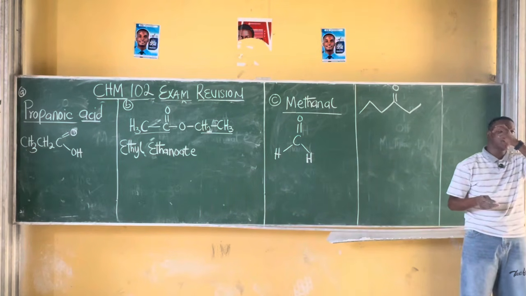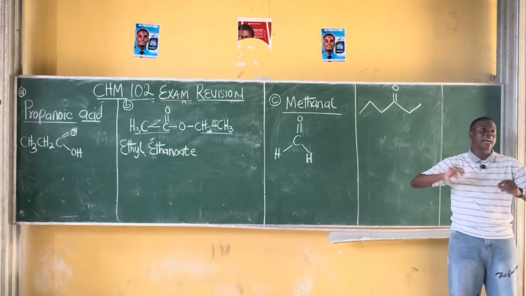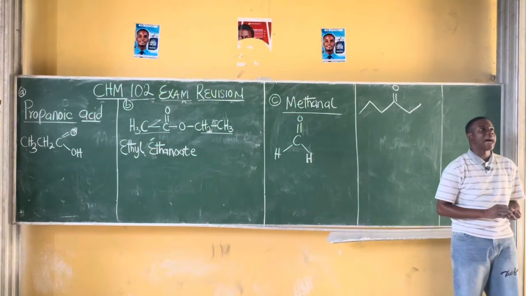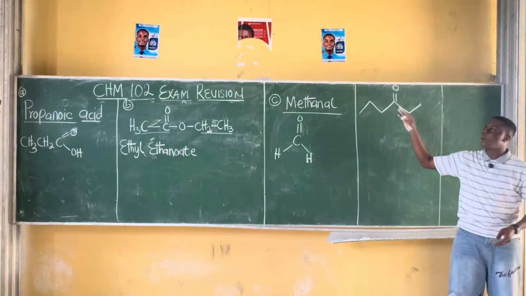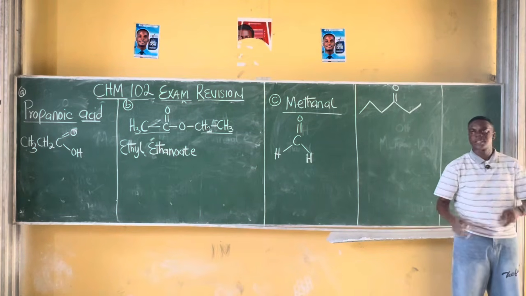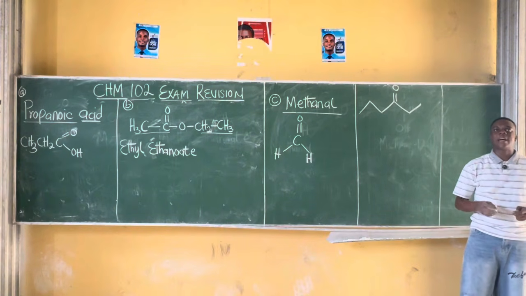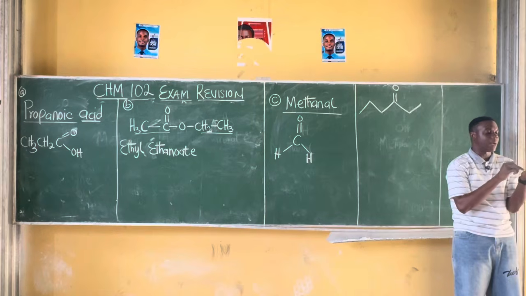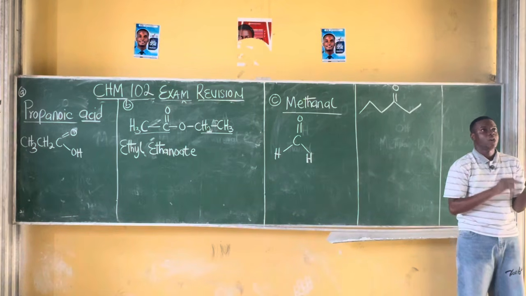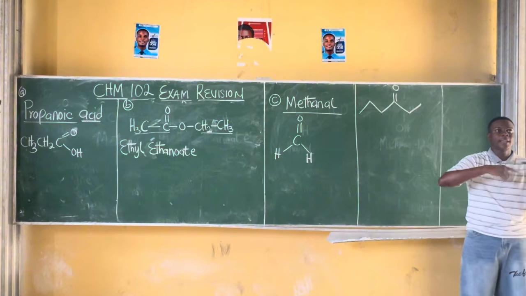And you know how to name ketones. If the double bond to oxygen is at carbon 2, you just name it as hexanone. But if it's at carbon 3 or any other carbon position that is not carbon 2, you have to assign that double bond a position. So this position is position what? 3.